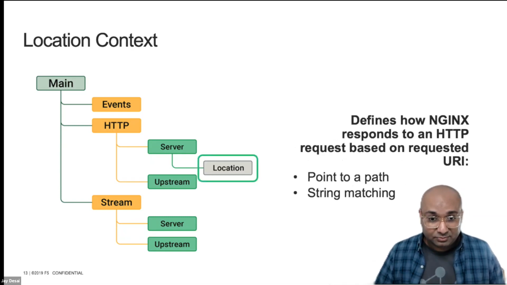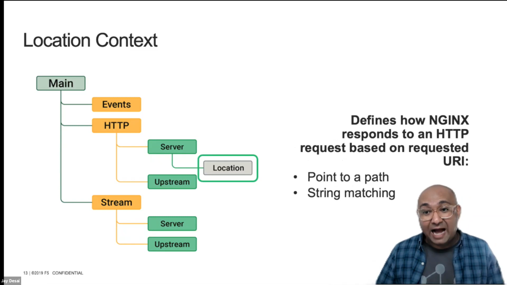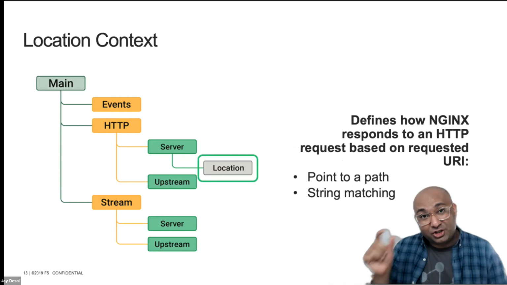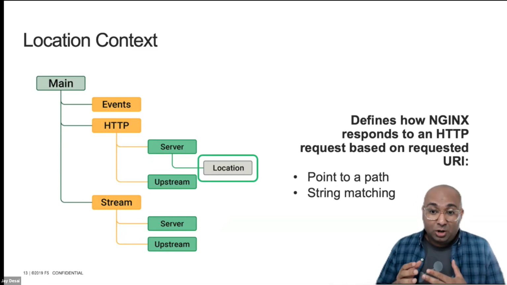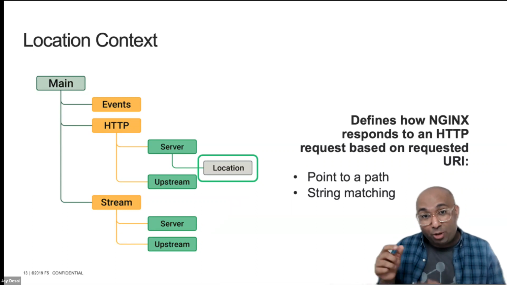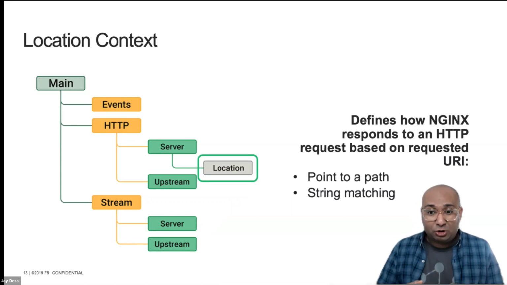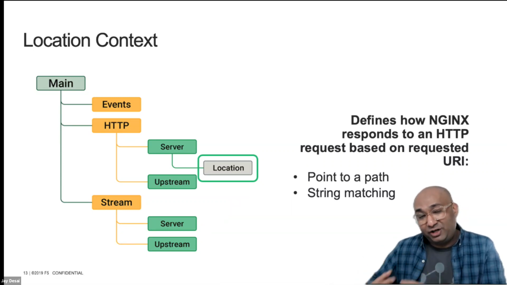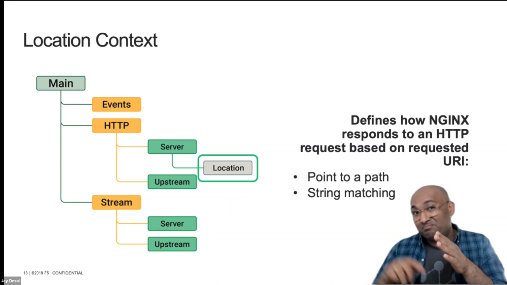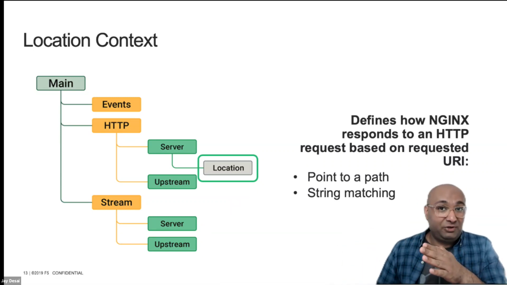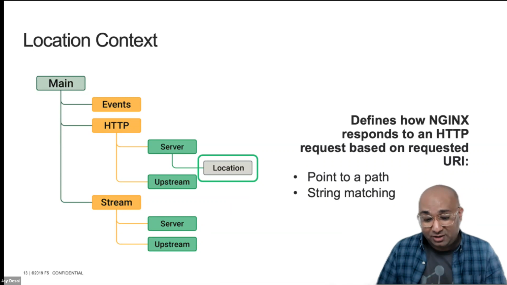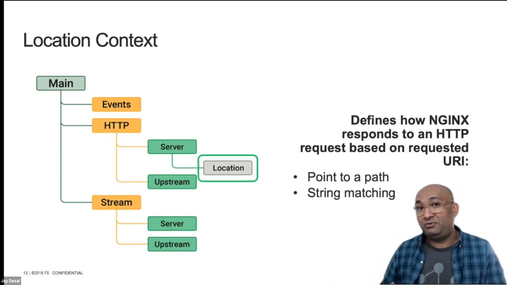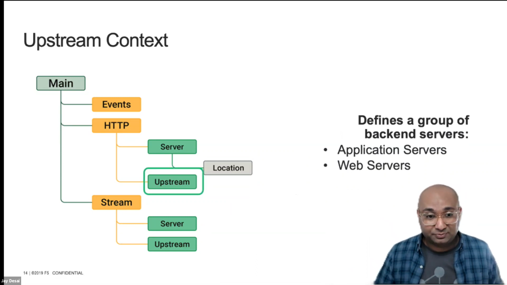The location context further defines how the virtual server processes an HTTP request based on the specific URI you've defined. So location can point to a path on the file system. It can also be determined by matching the URI request to a string defined in the context. So for example, you've got /blogs that can go to a specific endpoint or specific file path on the local machine, or you've got /application/something else. It can be routed to a specific path defined within the location block.